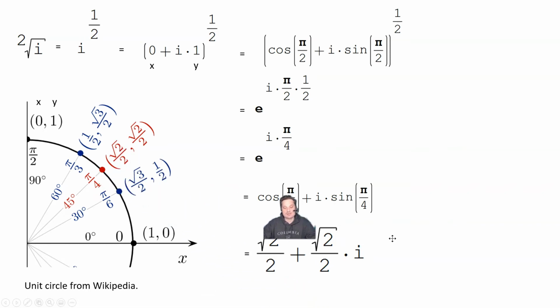So the final answer is what you see next to me, right here. The root of 2 over 2 plus the root of 2 over 2 times i. And this represents the square root of i.